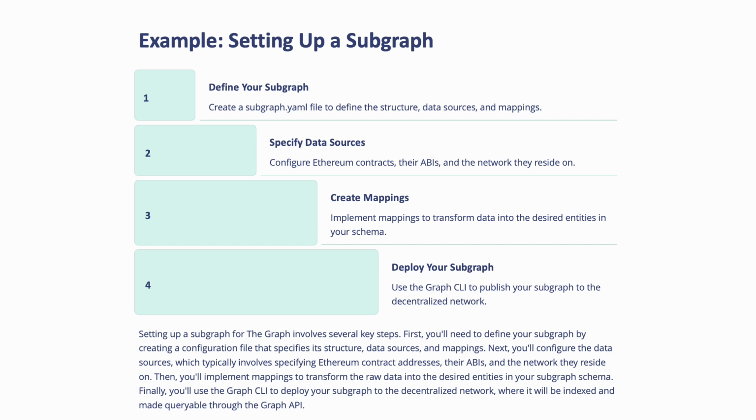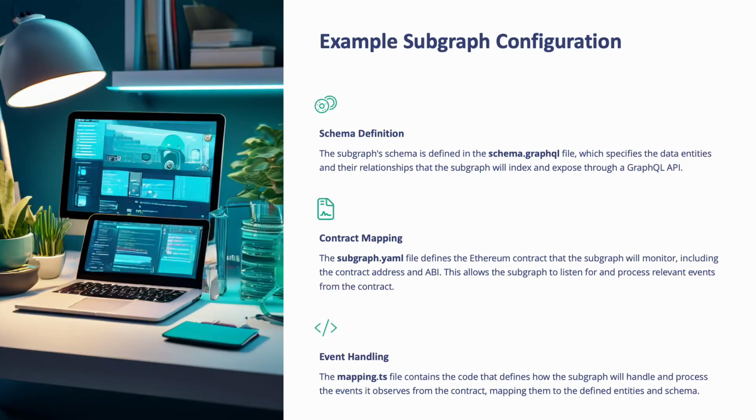Moving on, we have an example of subgraph configuration. There are three steps involved: schema definition, configuration map, contract mapping, and event handling.